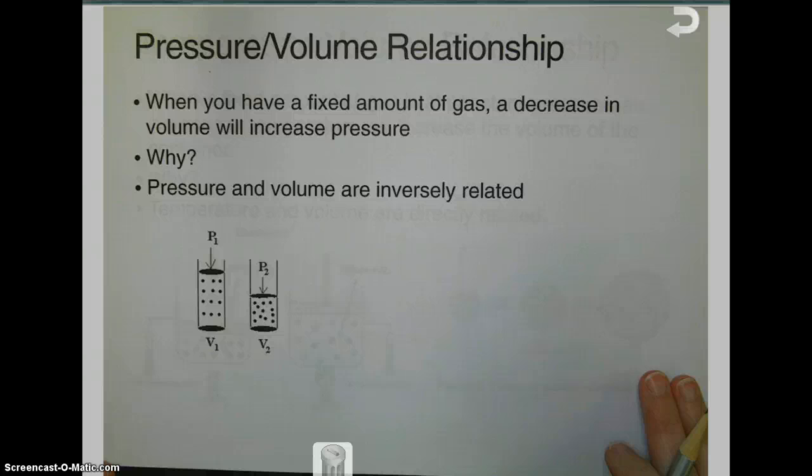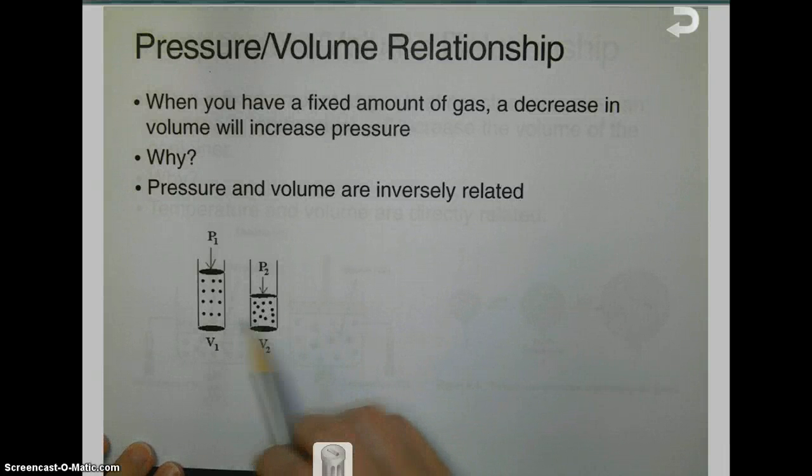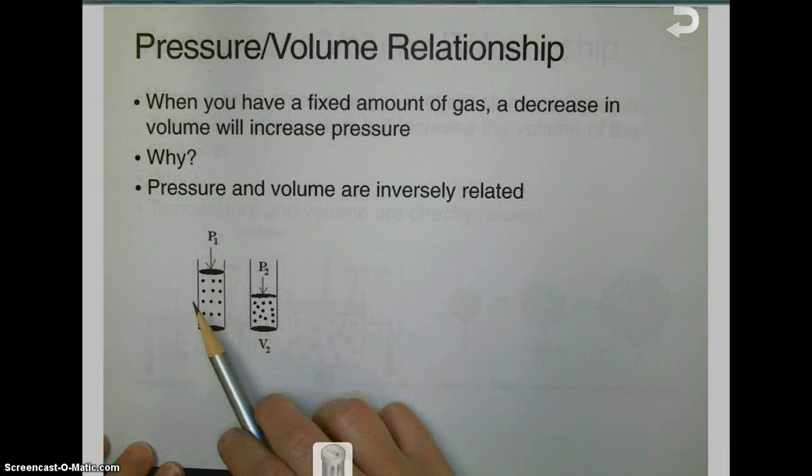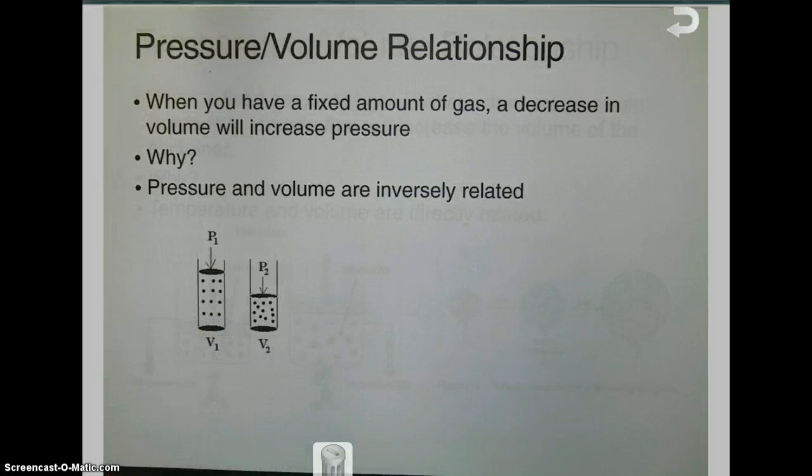So basically, when we have a fixed amount of gas, meaning we don't change the number of moles, a decrease in volume will increase pressure. Why does that happen? Well, if we look at our little diagram here, if the number of moles stays the same, but they're in a smaller container, then they're going to collide with the walls more often. So this means pressure and volume are inversely related. When the volume goes down, the pressure goes up. When the volume goes up, the pressure goes down.